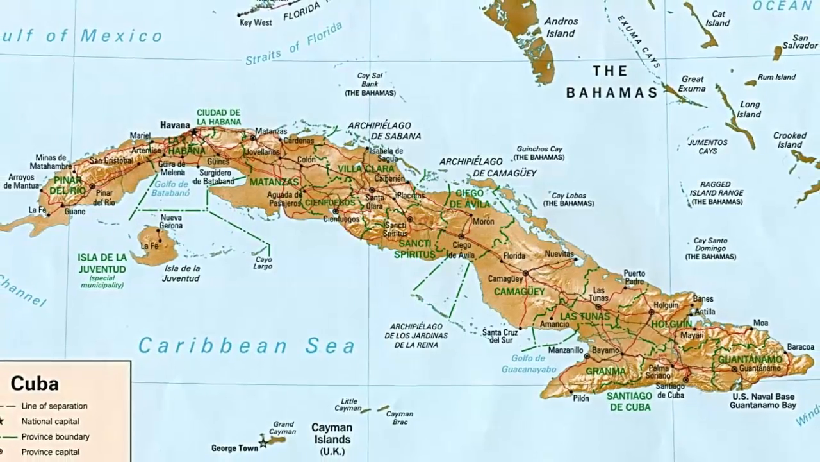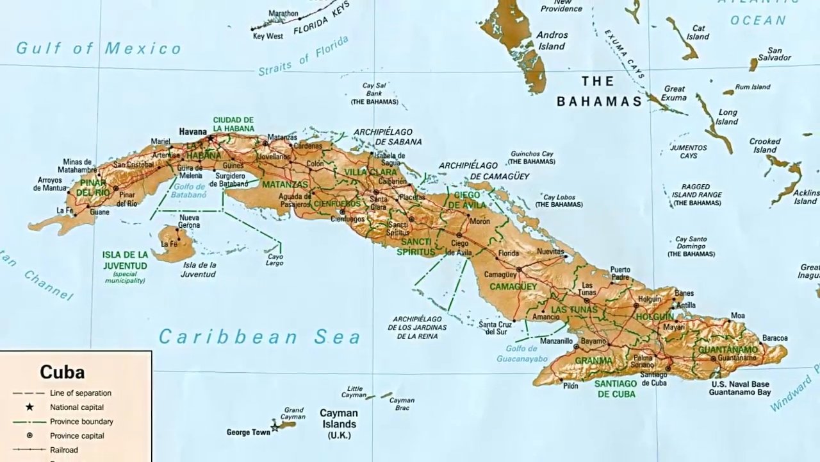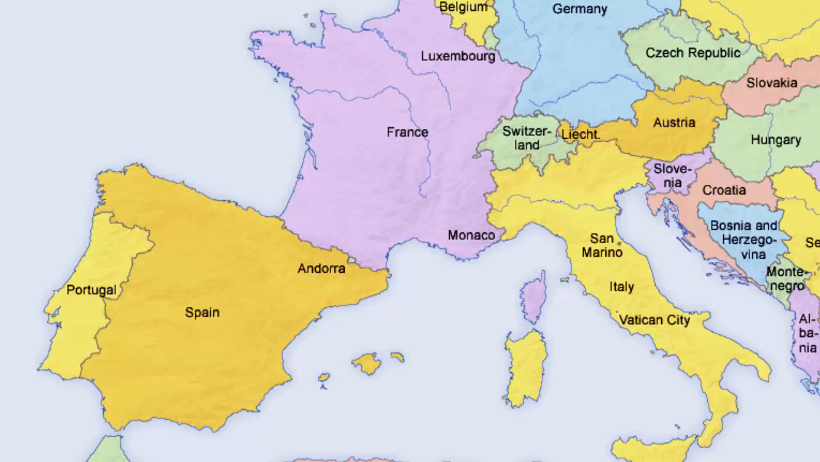Now, this all begins with a small country called Cuba. At the time, Cuba was occupied by Spain, a European country. Obviously, the people of Cuba wanted their independence, and Spain was unwilling to give it to them. Now, you would ask, how does this affect the United States? And that's a really good question.